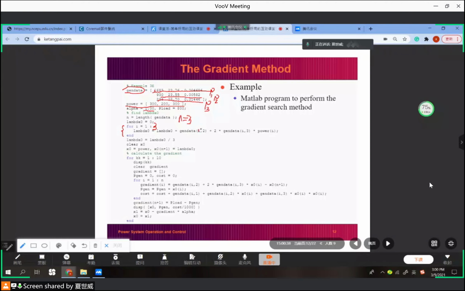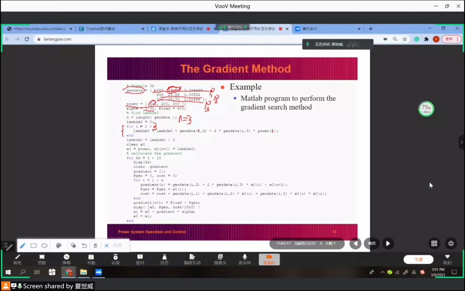This gen data is (1,2). What's the (1,2)? It means the first row, second column. So the number will be this. This number plus 2 multiplied by (1,3) will be this element. So this will be 23 something plus 2 multiplied by this coefficient, multiplied by power I. When I equals 1, power I means the first element of this vector. So it means this value.